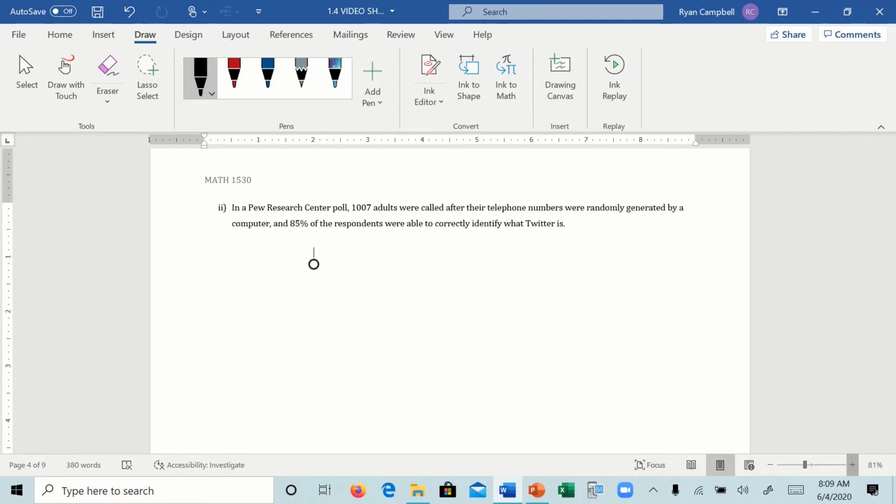So let's go through it. All right, so is it systematic? Well, no. It's not every kth person, every fifth person, every seventh person. So not systematic. Does it have pre-made groups?